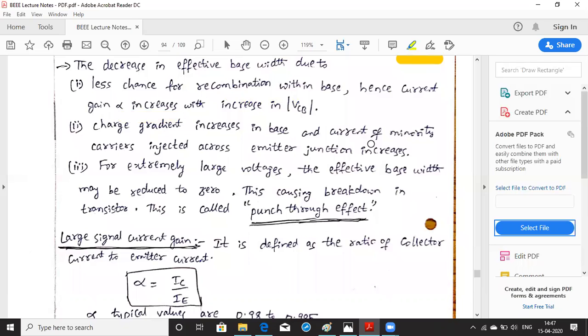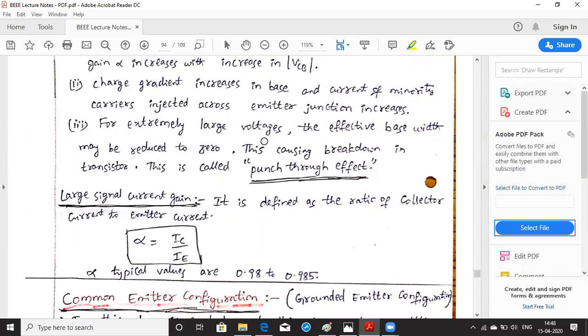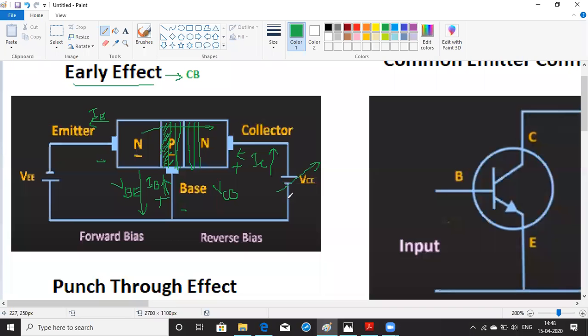So the gradient increases in the base, and the current of minority carriers injected from the emitter junction increases. At extreme voltages, we are going to call it a punch through effect. Why? Because as I keep increasing the voltage, the base width is going to decrease, and at one value of voltage, the base width will vanish.